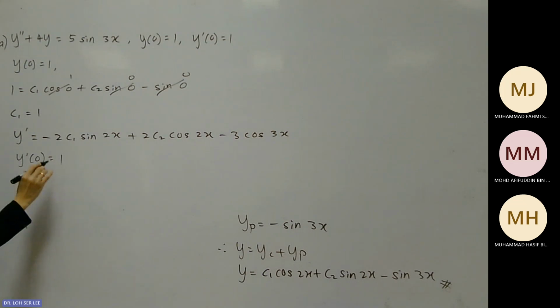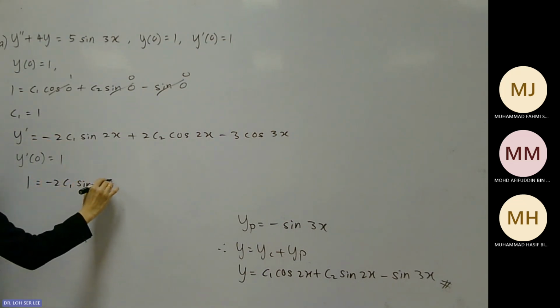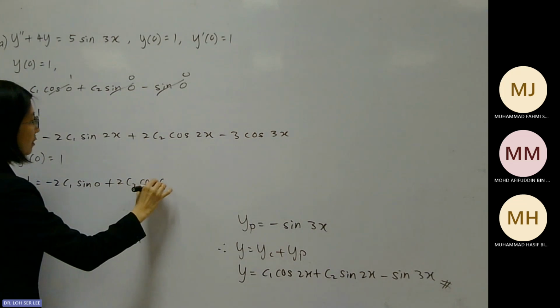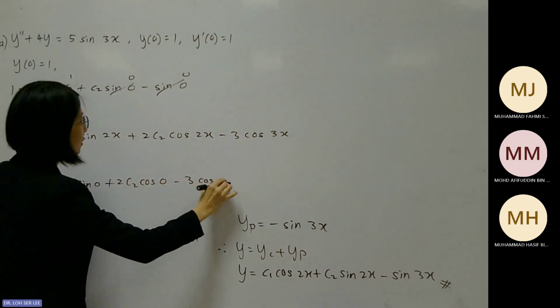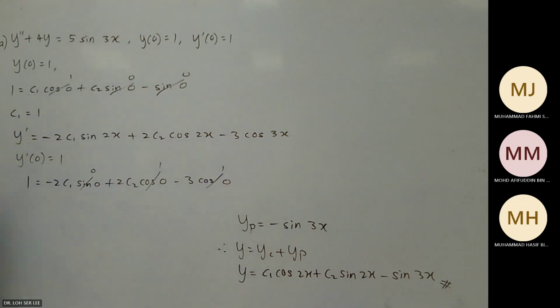Y prime is 1. Sine 0, 2c2 cos 0 minus 3 cos 0. So sine 0 is 0, cos 0 is 1. So you have 2c2 minus 3. So your 2c2 is 4, c2 is 2.